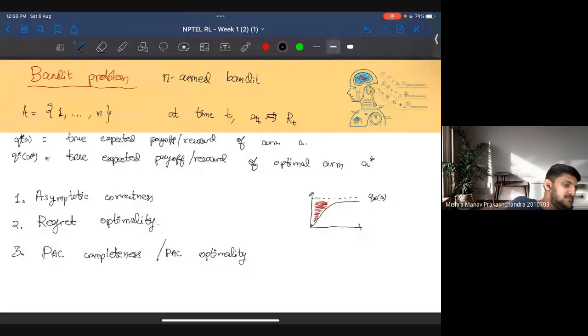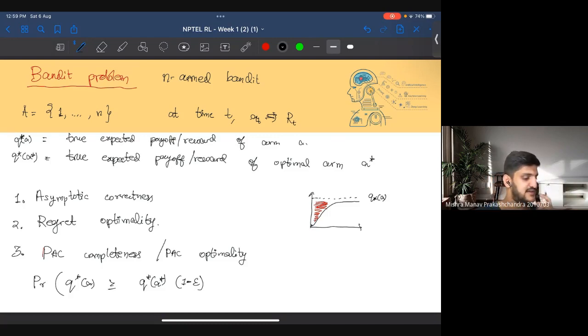To write it down, it is the probability that your Q star of A is more or less within the region of Q star A star times some relative distance of 1 minus epsilon. This is the relative difference between Q star A and Q star A star. This probability should be greater than some 1 minus delta. So if I'm given these two parameters, epsilon for the correctness part and delta for the probability part, I want to minimize the number of time steps I take in order to achieve this optimality.